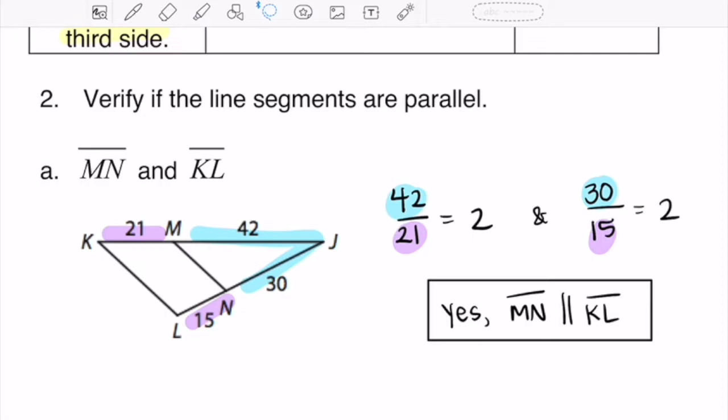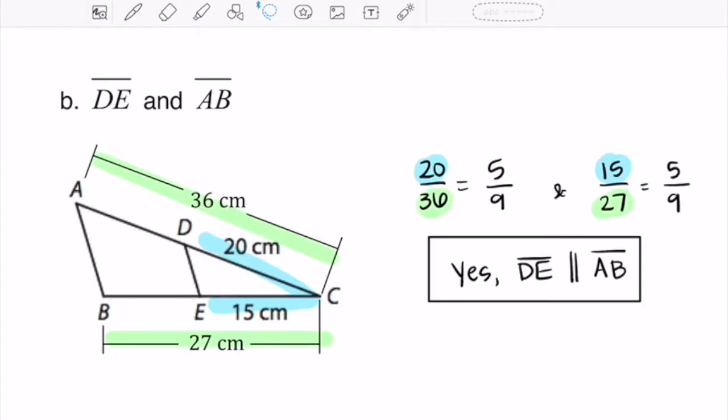And since 2 equals 2, that means that the cross products are equal to one another. So you can conclude that for this one, segment MN is parallel to segment KL because the cross products of the proportions are equal to one another. All right, same thing on this one. You're trying to prove if segment DE and segment AB are parallel to one another.